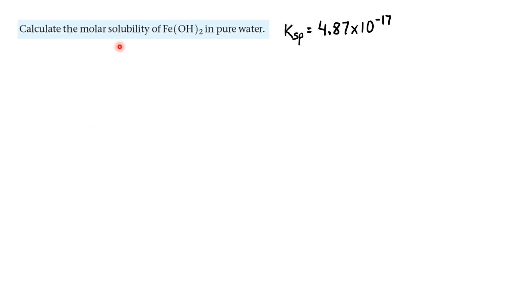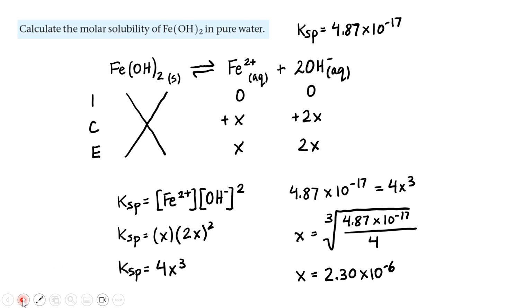All right, here's a practice problem for you guys. So you can try this on your own. Calculate the molar solubility of iron hydroxide, Fe(OH)2, in pure water. And here's the KSP for it. As always, in lecture, I do a problem and then I have you guys try a problem on your own. So you can give that a shot. I do have the answer right over here. So you can compare your answer once you're done.